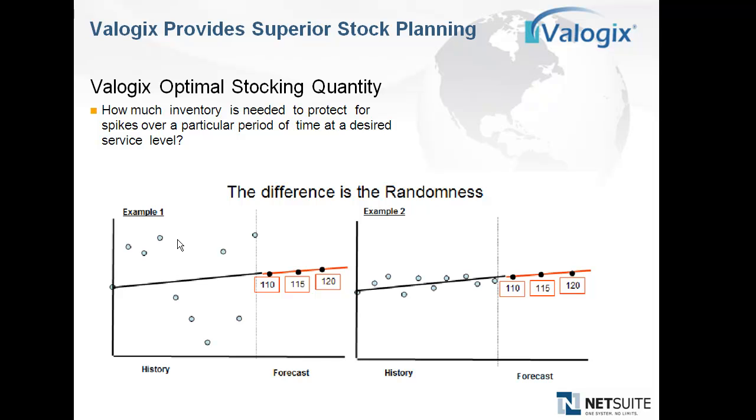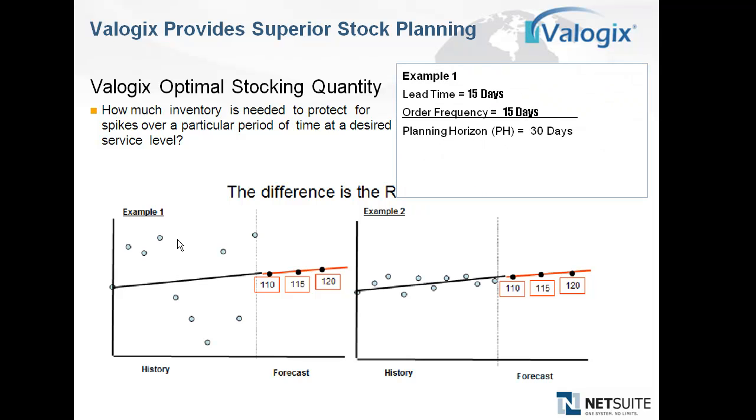So let's walk through the first item. What do you need to do? We need to define your planning horizon. We need to understand how far ahead you want to plan for in terms of your stock levels, which really is your lead time days plus your order frequency days. So let's take the first example where we want to look forward 30 days ahead. So 30 days is what we call the planning horizon.